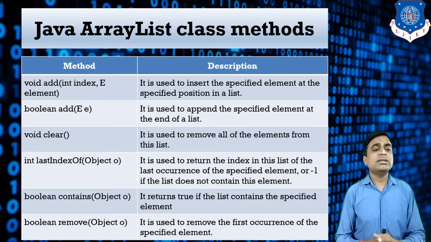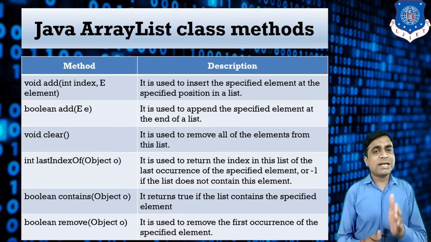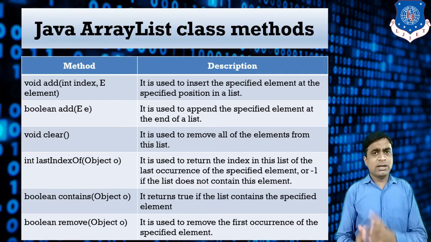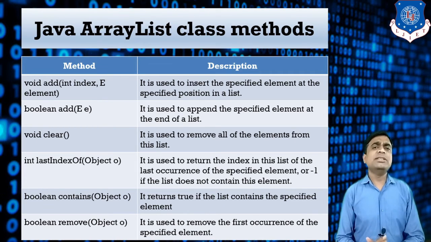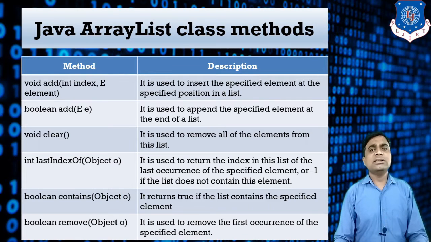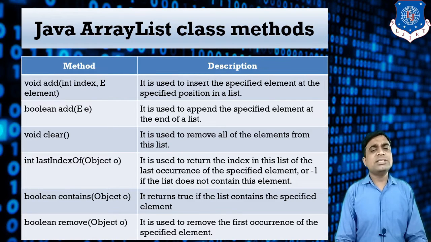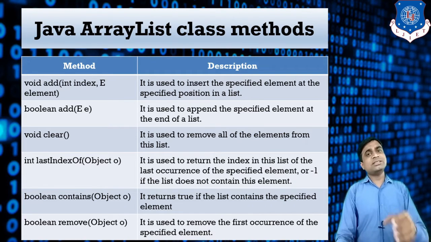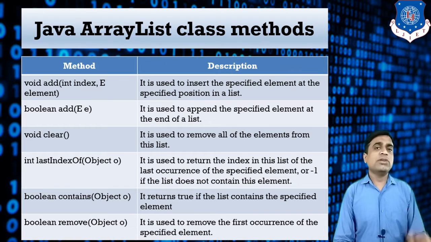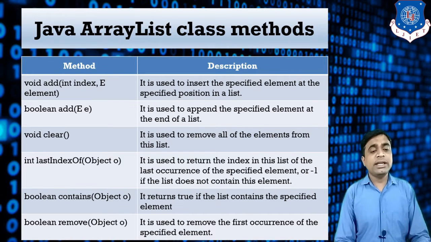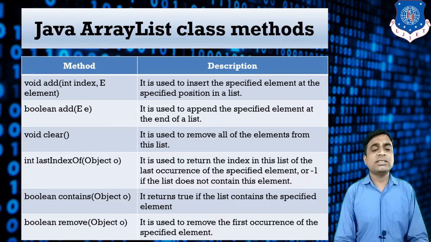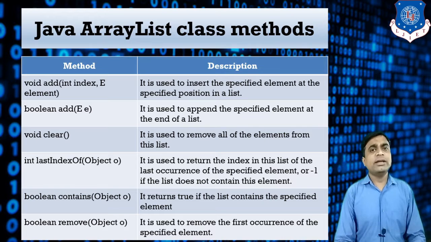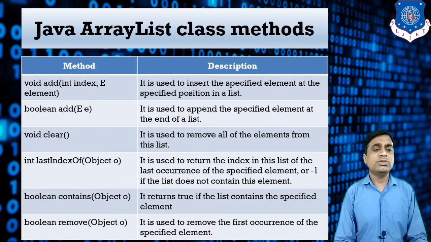But the first method has two options, you need to pass the index as well as the element. Suppose you pass 5, 20, the element 20 will be inserted at the 5th index. Next is clear. If you want to clear the array list, use clear. You can also access the last index of an element. Contains returns true if the list contains the specific element or not. If you want to check whether a particular element is available in the list or not, then you can use the contains method.